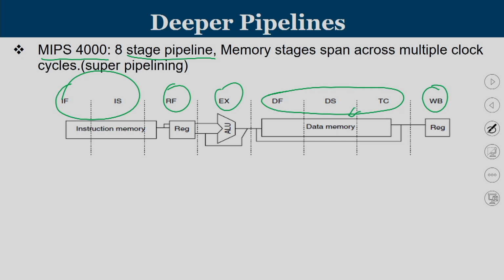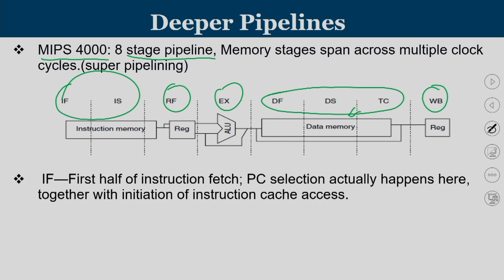Now, let us see what the various sub stages are. The IF stage is the first half of instruction fetch. PC selection happens here, together with the start of the operation execution.